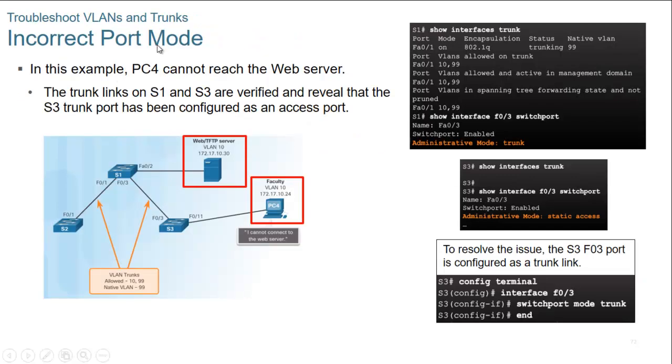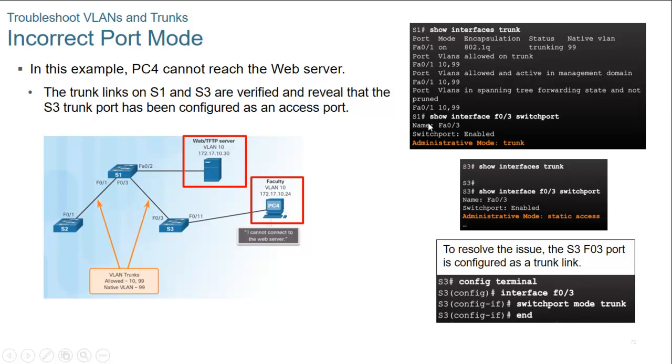Incorrect port mode. In this example, PC4 cannot reach the web server. The trunk links on S1 and S3 are verified and reveal that the S3 port has been configured as an access port. The command show interfaces trunk will give us information about the trunk, whether or not it is set, and other information regarding it. But let's move on and look at something more specific, like show interface FastEthernet 0/3 switchport. Why do we look at the specific one? Because this is where the data will travel.